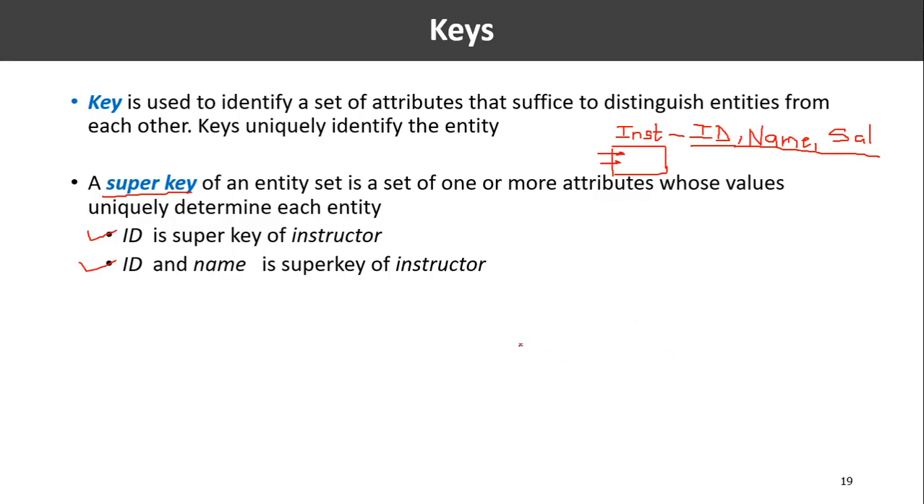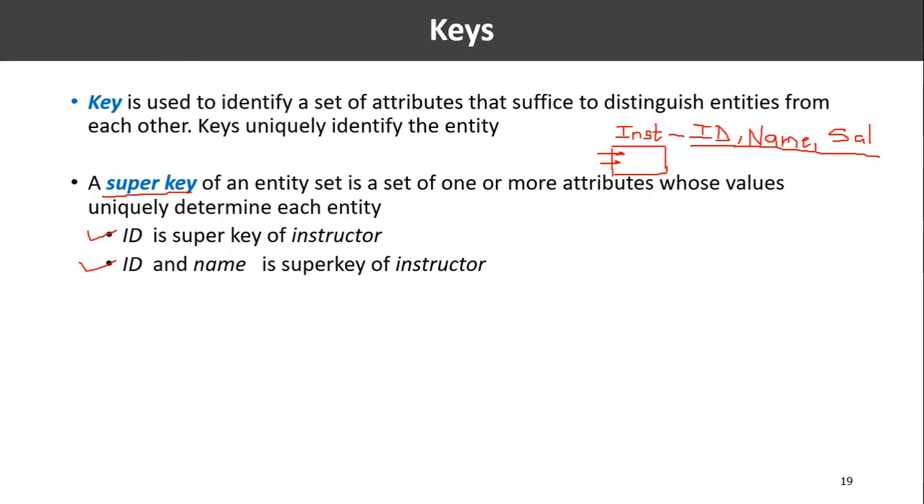So once again, let us repeat the definition of a super key. A super key of an entity set is a set of one or more attributes whose values uniquely determine each entity. In the case of our instructor entity set, we have ID, which is a super key. We have the set of attributes ID and name, which is also a super key. Even the set of attributes ID, name, and salary can be treated as a super key.